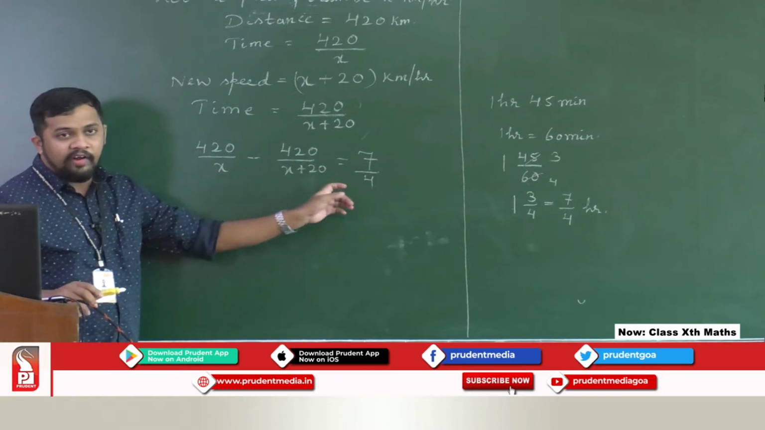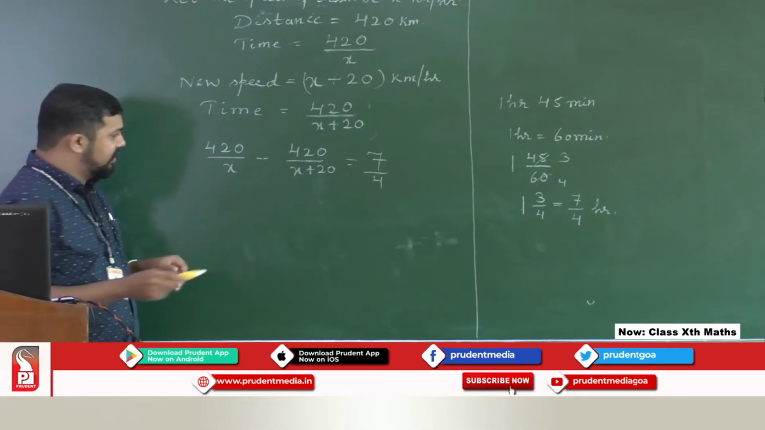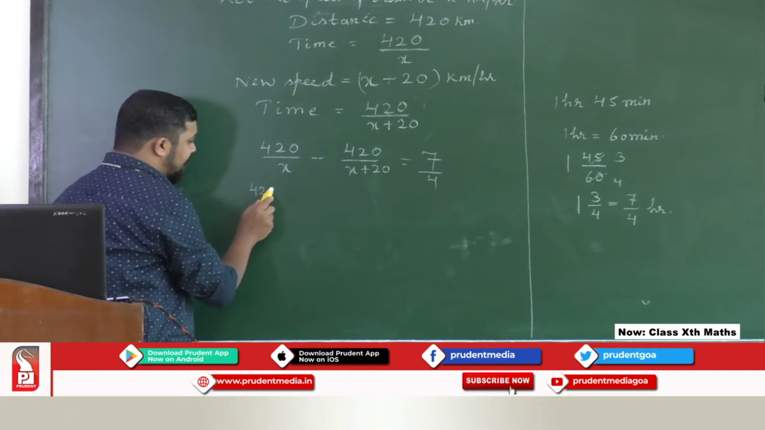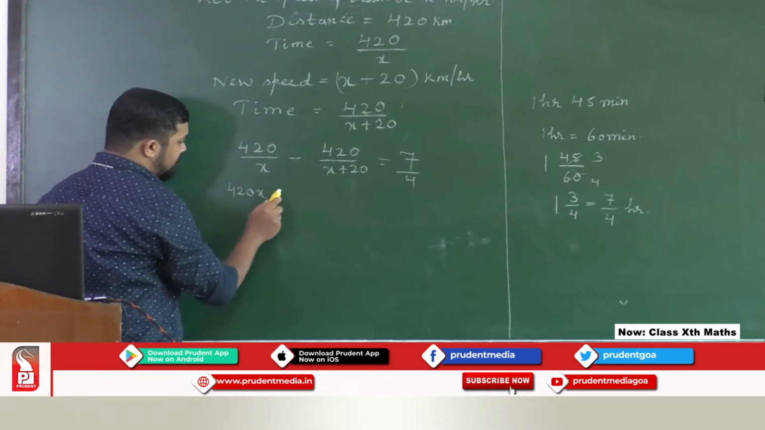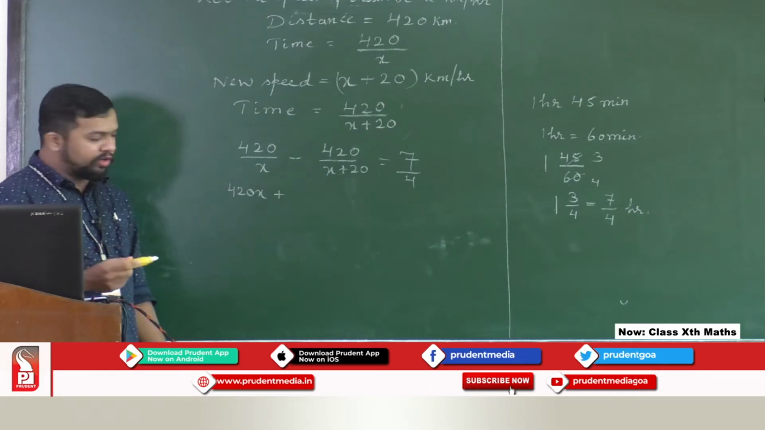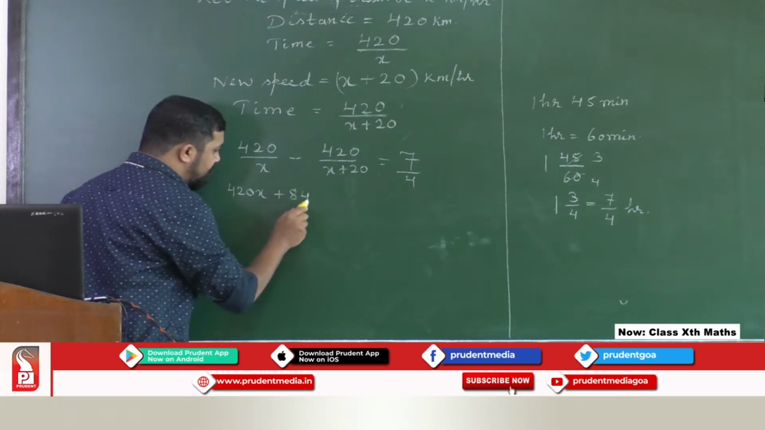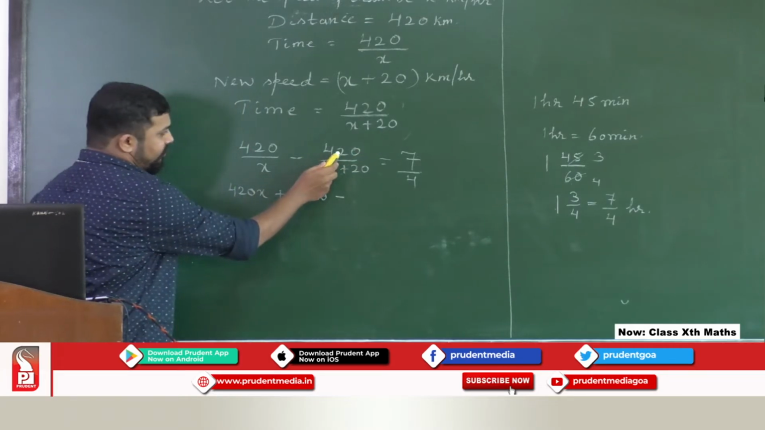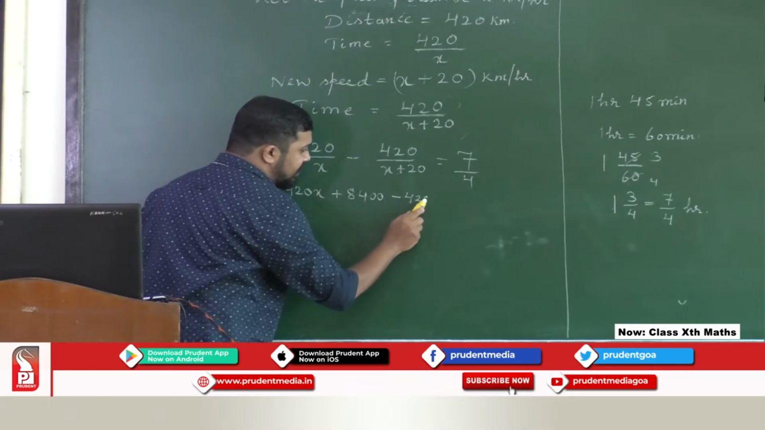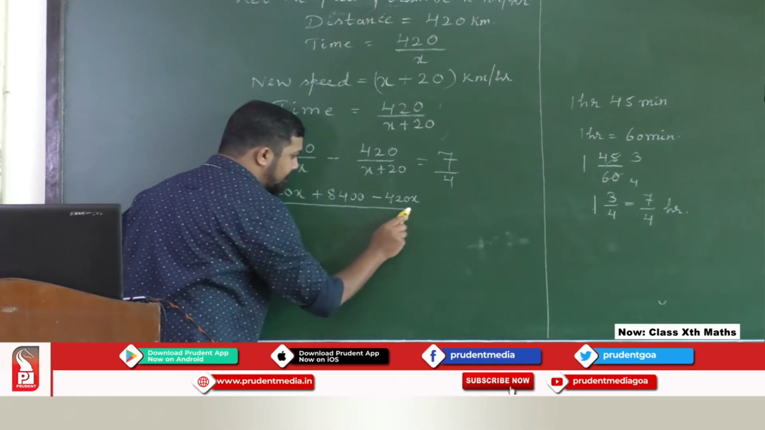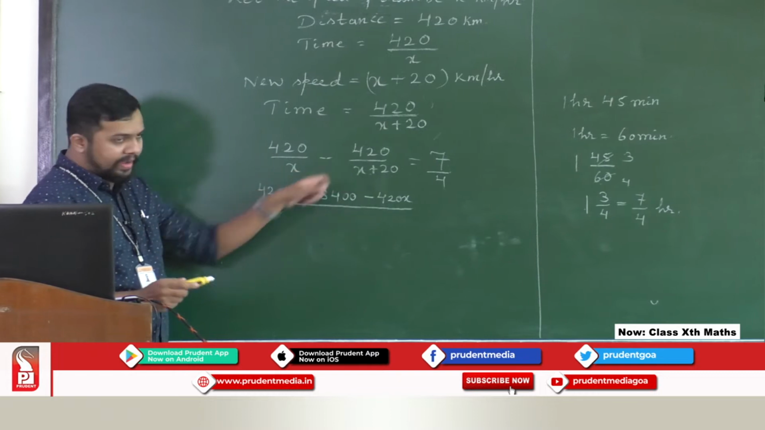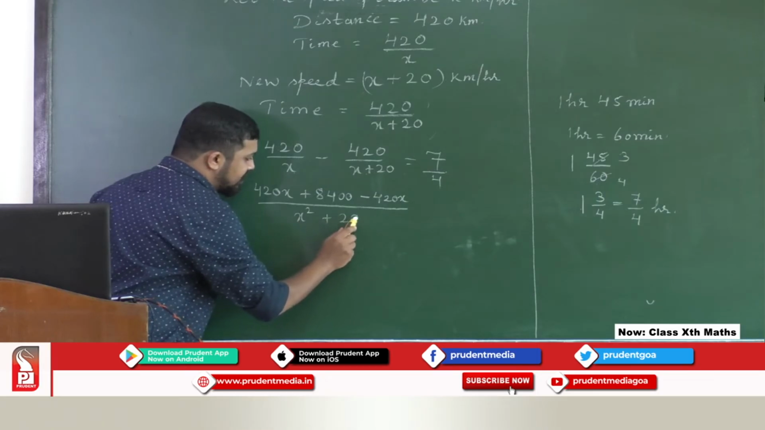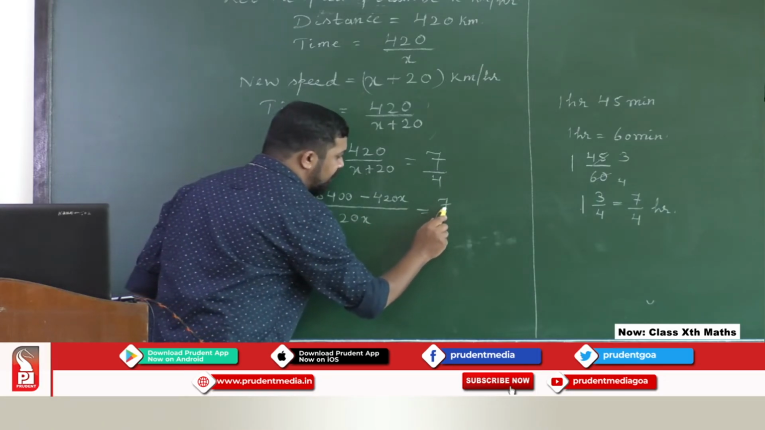Now what I will do is, I will do cross multiplication on this left hand side. So I am doing cross multiplication now. 420 into x, it is 420x, plus 42 2s I will do. 42 2s is 84, just put 2 zeros. Minus 420 into x, that is 420x, divided by x multiplied by x, that is x square, x into 20, 20x, equal to 7 by 4.